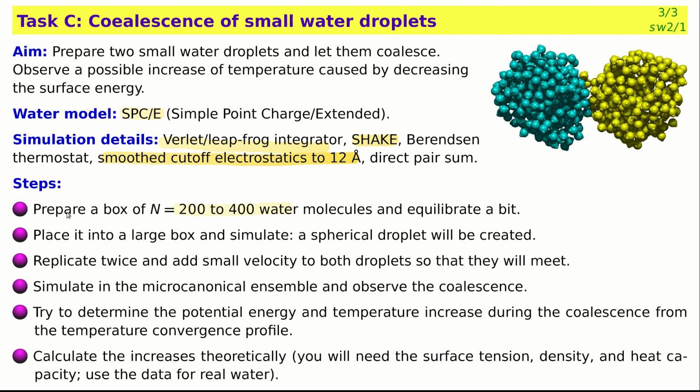The steps will be: first we need to prepare such a droplet. So first we will prepare a periodic box, because it's easy, and then this configuration will be placed into a larger box. So instead of a box, by surface forces, soon from a cube we'll get something spherical, so that in this case we prepare a spherical drop. This configuration will be replicated twice, and both droplets will get certain small velocity together.